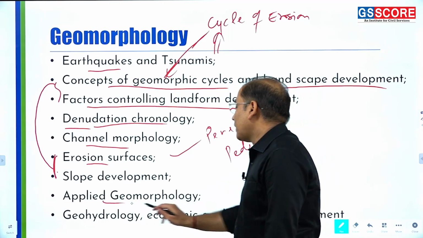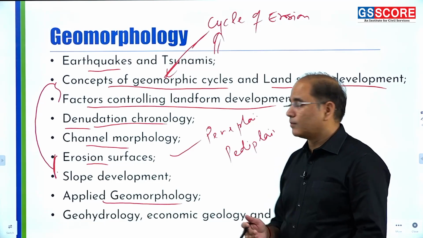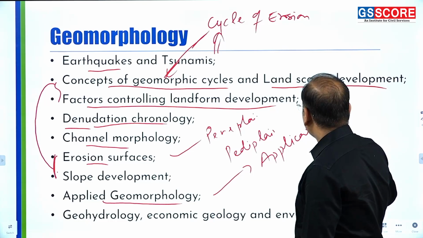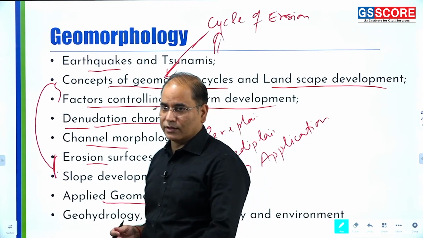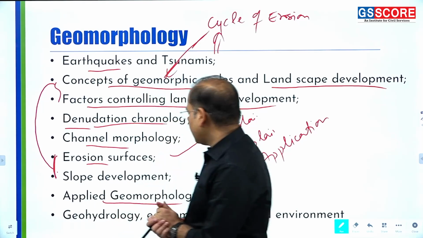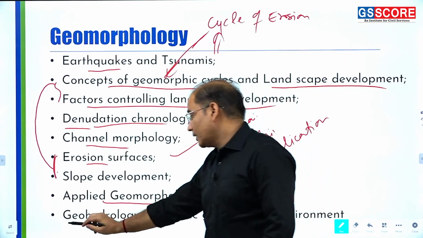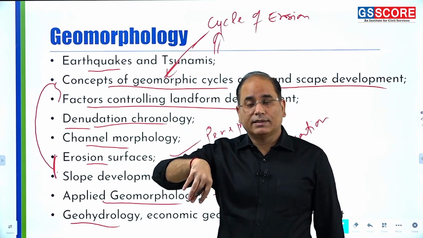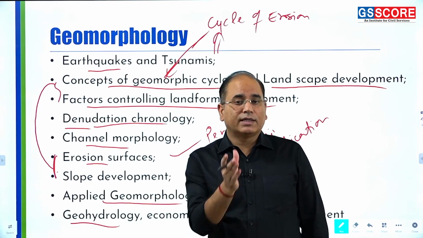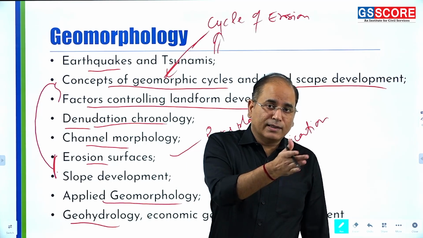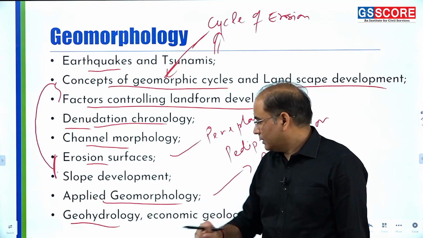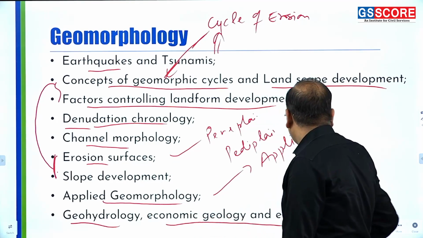Then comes applied geomorphology. Applied geomorphology is simply the application for humanity of whatever topics we have studied in geomorphology. Whatever we have studied in geomorphology, their application is associated with applied geomorphology. Then geohydrology. Out of all the applications of geomorphology, the most important component is geohydrology. That is why it is specifically written in isolation. Geohydrology deals with water. And then economic geology and the environment.